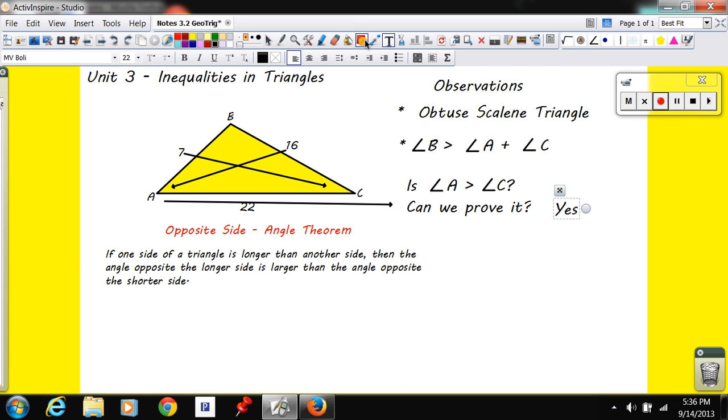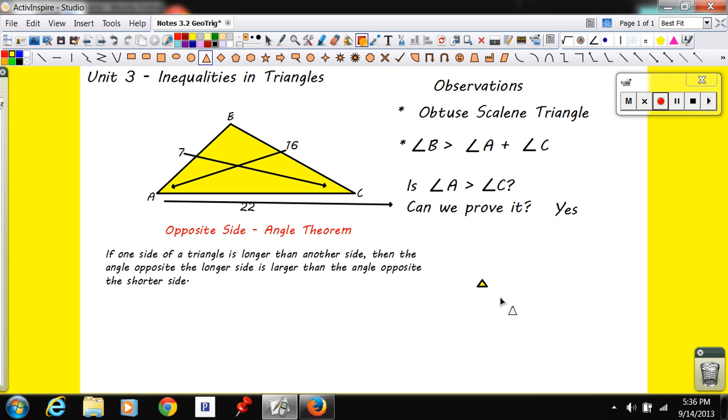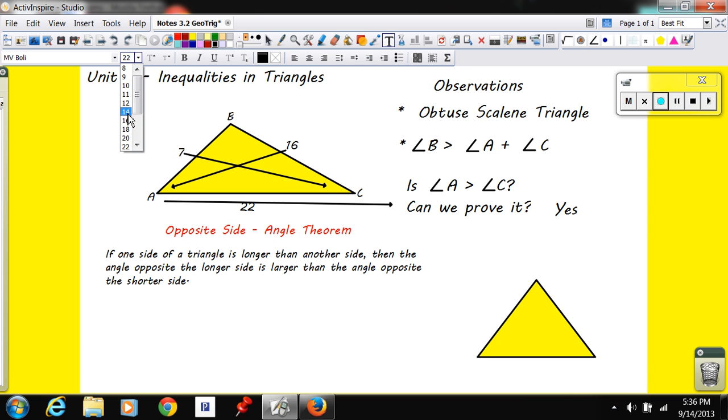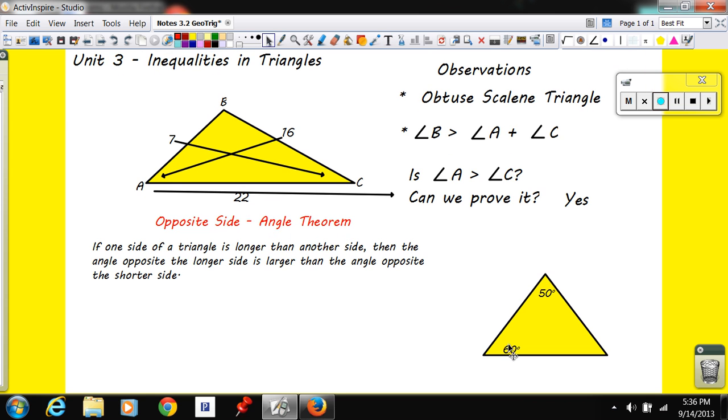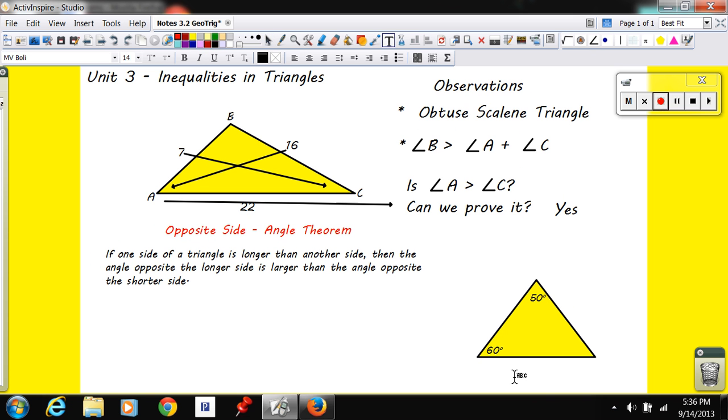Now, would it also work if I knew the angles in a triangle? Could I draw a triangle like this and put in, let's say, a 60-degree angle and a 50-degree angle? If that's 50 and that's 60, that's 110 right there. So that means this one's going to need to be a 70-degree angle because they have to add up to 180. So 70 degrees.